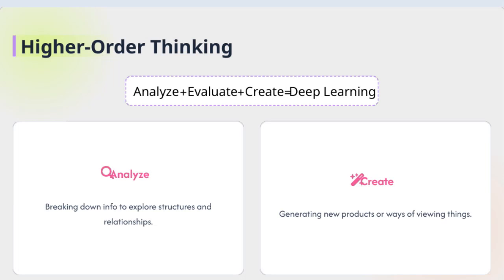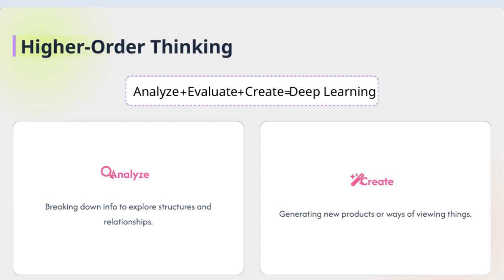All right, let's dive into how we generate new products or perspectives. The key here is to create. That's about coming up with innovative ideas or ways of looking at things. But creation isn't just about inventing out of thin air. It often involves breaking down information to understand its structures and relationships. That's where analyzing comes in. When we analyze, we explore the details deeply, examining how different parts connect and interact. This process helps us see the bigger picture and find new opportunities for innovation.